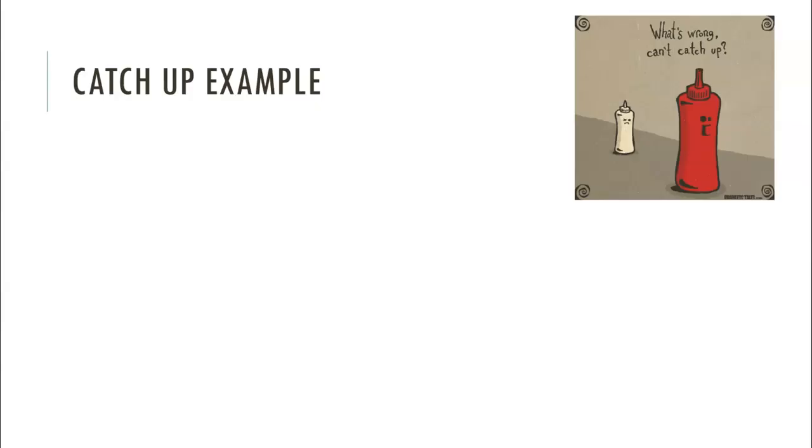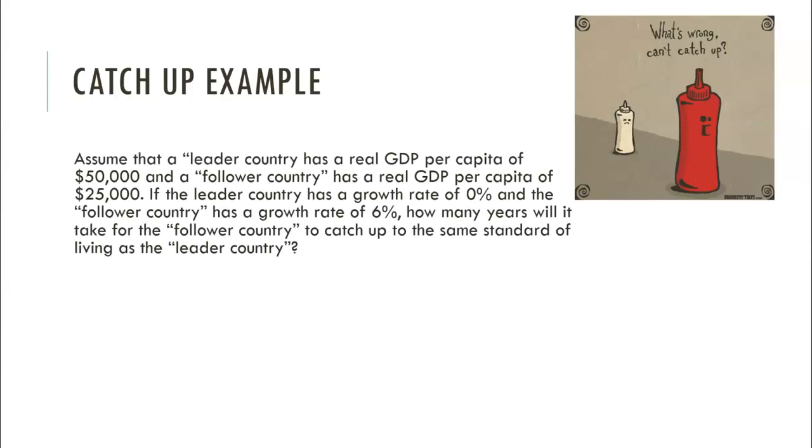So let's look at an example, a catch-up example. So let's assume there's a leader country that has a real GDP per capita of $50,000 and a follower country that has a real GDP per capita of $25,000. If our leader country has stopped growing, so they have a growth rate of 0%, and the follower country has a growth rate of 6%, how many years will it take for the follower country to catch up to the same standard of living as the leader country?